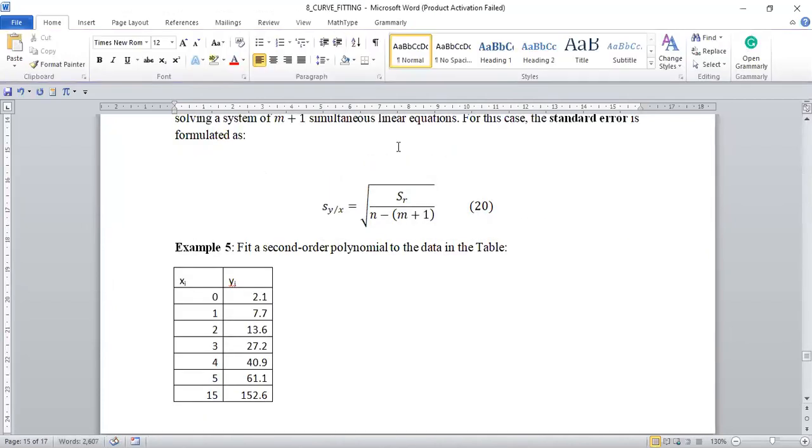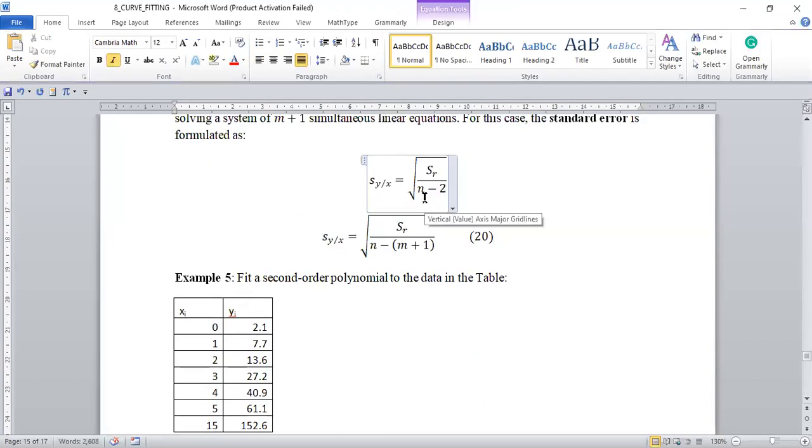So I was saying that it is actually the same thing. It's similar to linear regression. But in the case of linear regression, m is equal to 1. So if m is equal to 1, you're going to arrive at this standard error of estimate for linear regression. And this is for when m is equal to 2, 3, 4.